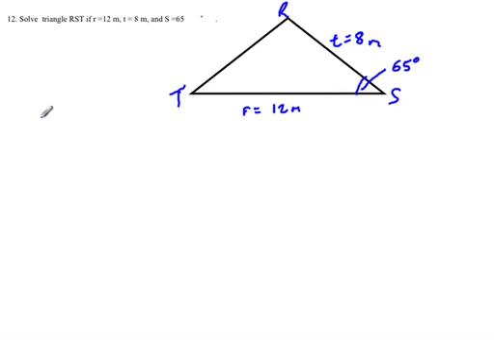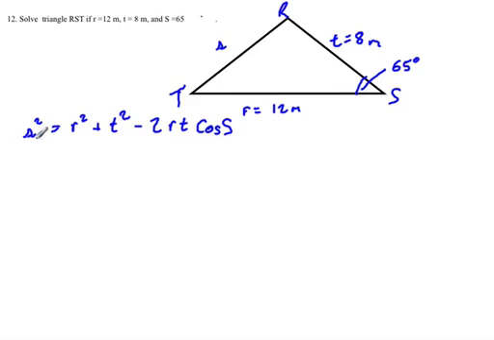So what we're given here is two side lengths and the contained angle. So that means we have to use cosine law. And so our formula is going to be S squared, because we're going to look for side S first. We're going to try and find the side length opposite angle S. So S squared is equal to R squared plus T squared minus 2RT cos of S.